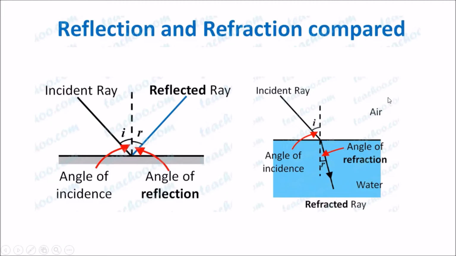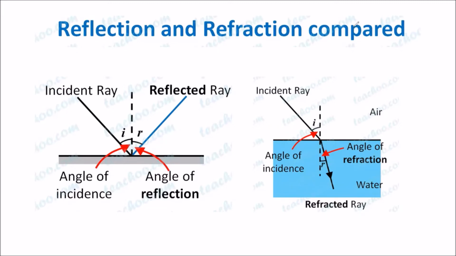But when we see refraction, there is a mention of air and water, so we have two media. Here we have a single medium. Light is getting reflected, bouncing in the same medium. So this is the bouncing back of light, and this is the bending of light. In reflection of light, I is equal to R. But in refraction of light, I is not equal to R.